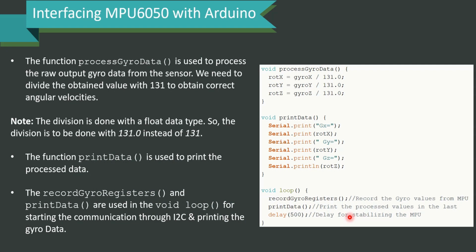The recordGyroRegisters method and printData are used in the void loop for starting the communication through I2C and printing the gyro data. The same has been presented as the code here. ProcessGyroData has rotX, rotY, and rotZ, and they are divided by 131 respectively. This is for printing, and you can see GX and rotX, GY, rotY, GZ, rotZ. The values are printed, and in the loop, we use recordGyroRegisters to record the gyro values from the MPU, and then we print the data, and delay is for stabilizing the MPU.